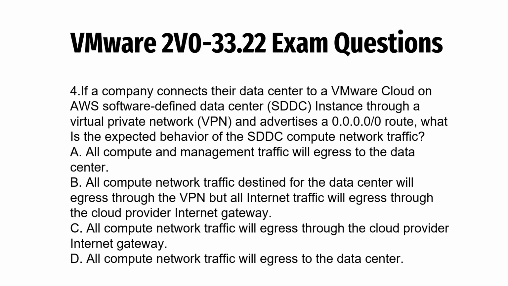A. All compute and management traffic will egress to the data center. B. All compute network traffic destined for the data center will egress through the VPN, but all Internet traffic will egress through the cloud provider Internet Gateway. C. All compute network traffic will egress through the cloud provider Internet Gateway. D. All compute network traffic will egress to the data center.